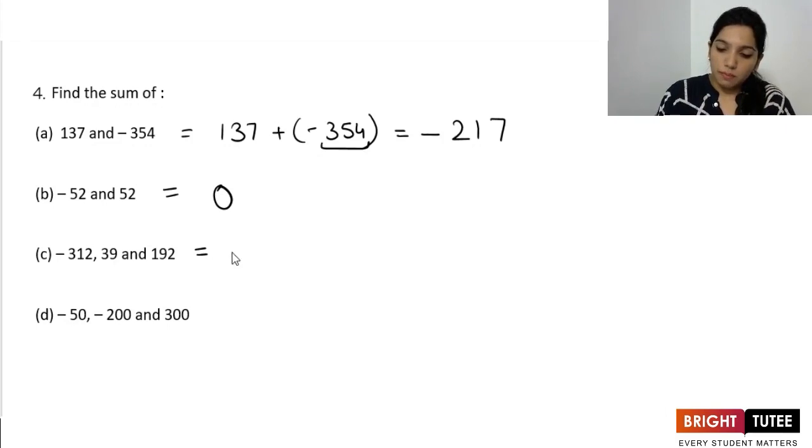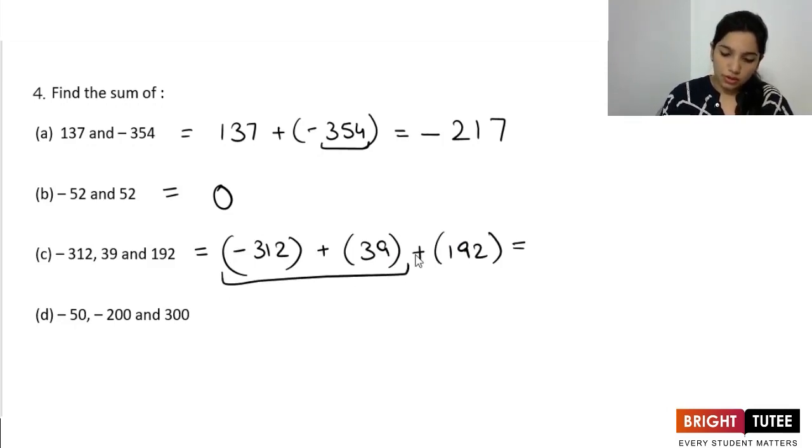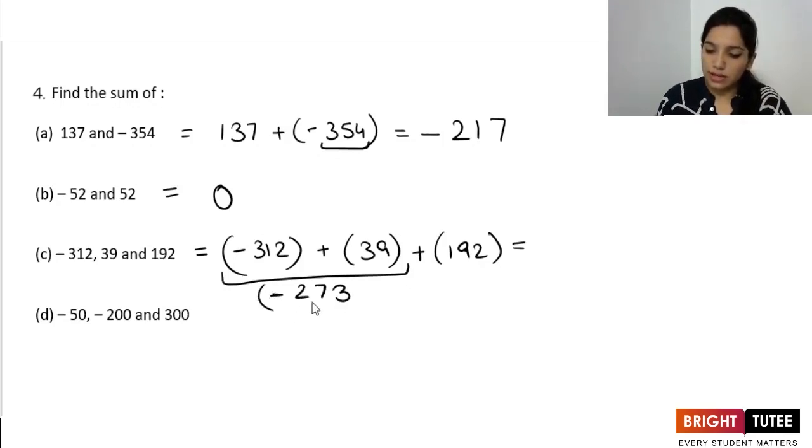Now minus 312, we need to add this to 39, and then add this to 192. So let's do these two together. Here one is negative, that is 312, and the other one is positive, that is 39. The difference between the two is 273, and the sign will be negative because 312 is the bigger number. To this, let us add 192.